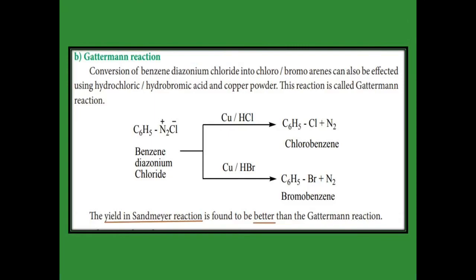Gattermann reaction. In this reaction, the benzene diazonium chloride is treated with copper with the help of hydrochloric acid. We get chlorobenzene on removal of nitrogen. In the same way, when the benzene diazonium chloride is reacted with copper in the presence of hydrogen bromide, here also we get bromobenzene on removal of nitrogen. This reaction is somewhat related to the Sandmeyer reaction, but when compared on yield, the Sandmeyer reaction gives a better yield than the Gattermann reaction.